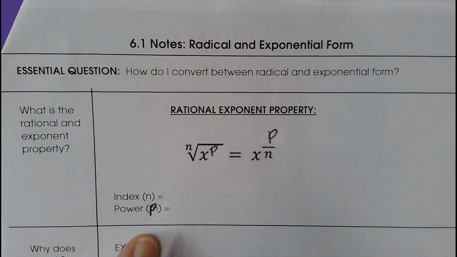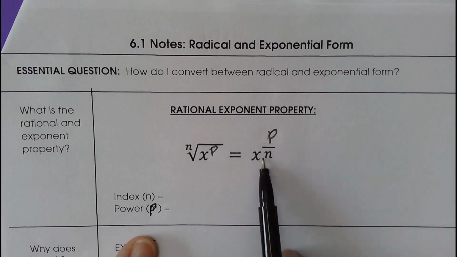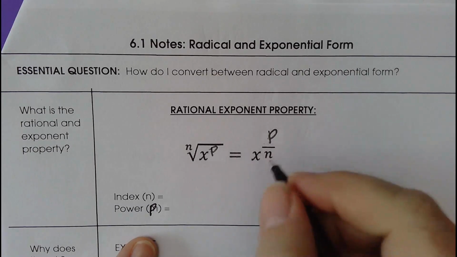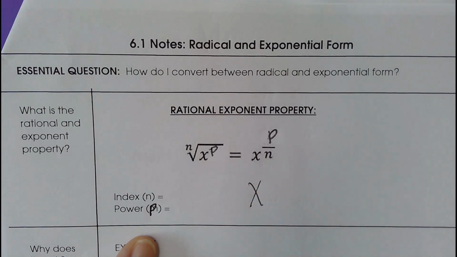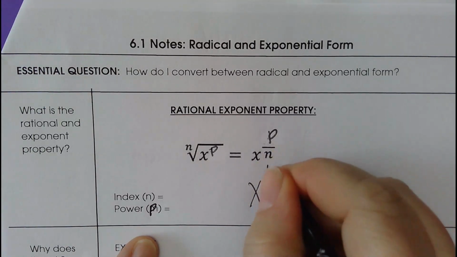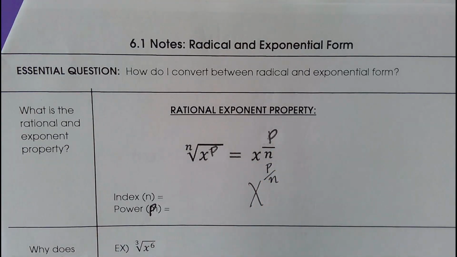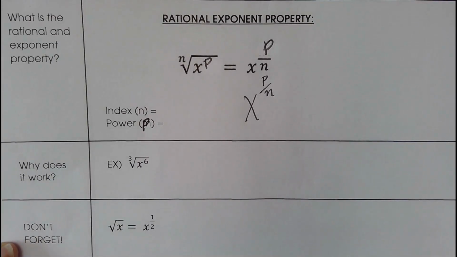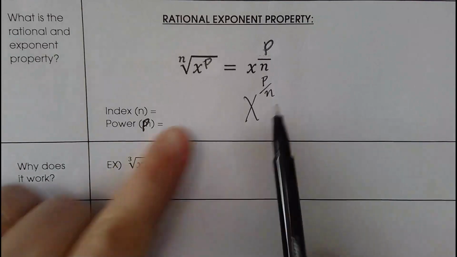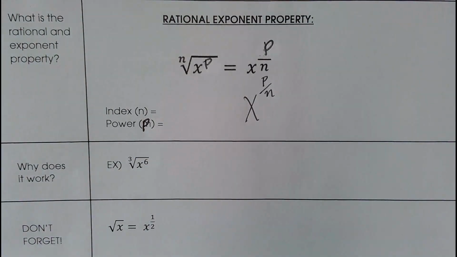Power, you raise it to a power. That's the exponent. When I write it like this, all of this is an exponent. So it should be a big X as a base and P over N actually as the exponent. If that's easier to see, then rewrite that for yourself, because it kind of looks like these are multiplied together, and that's not what the intention is.